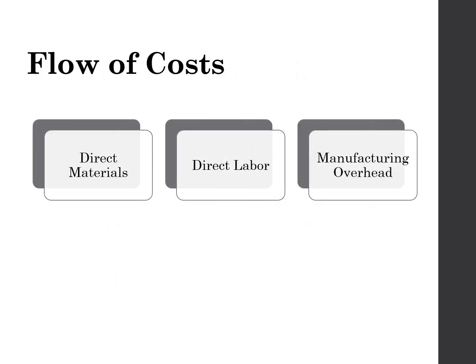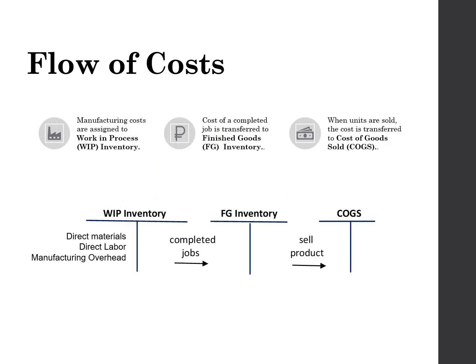The flow of cost, direct materials, direct labor, and manufacturing overhead parallels the physical flow of the materials as they are converted into finished goods. Companies assign manufacturing cost to the work in process inventory. The cost of a completed job is transferred to finished goods inventory, and then when the product is sold, the cost is transferred to cost of goods sold.